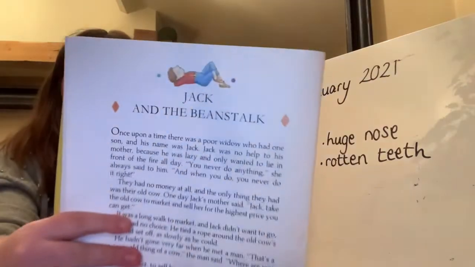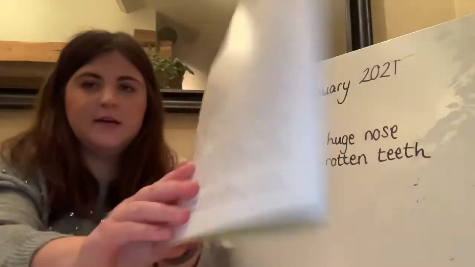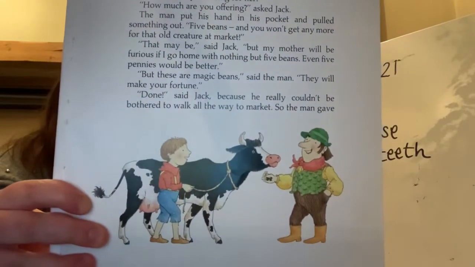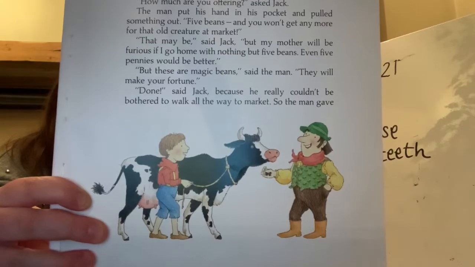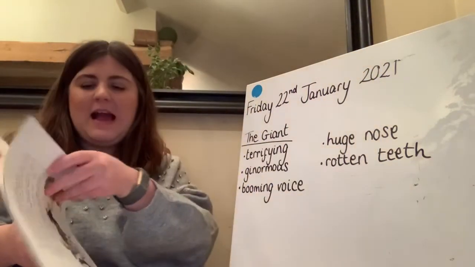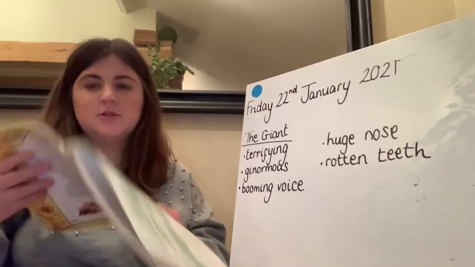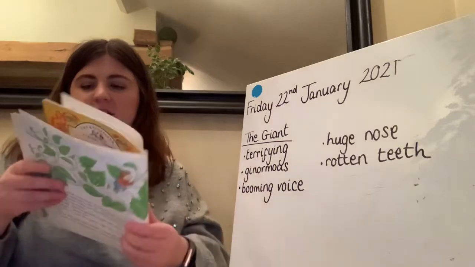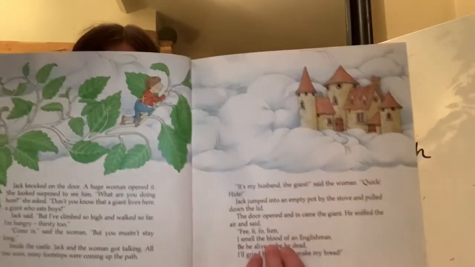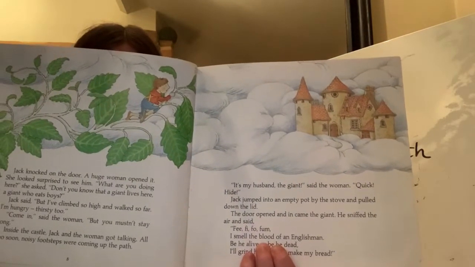Okay, and we've got a little picture of him there, a little illustration of him being lazy there. And then we've also got a picture of him here. Okay, so what I want you to have a think about is how could you describe Jack from the story? We have a look at this part of the story where he is climbing the beanstalk and he has got to the top.